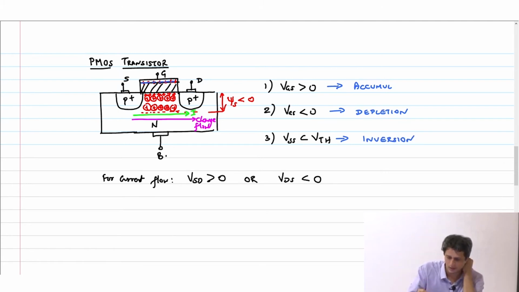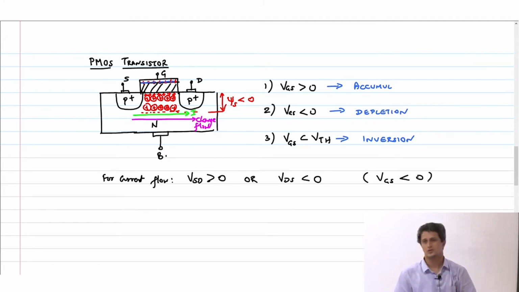And the convention here is already with VGS. VGS should be less than 0. So clearly you are seeing a trend here that all quantities are becoming negative.